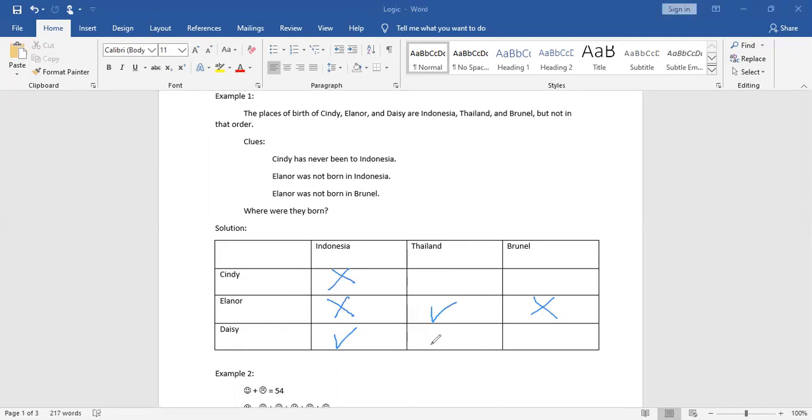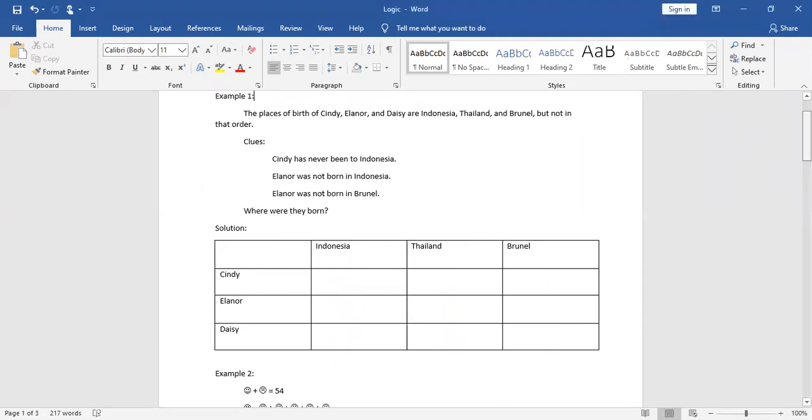And that leaves us, because Thailand is taken and Daisy was born in Indonesia, so we know that she wasn't born in these other two places. And only one person is born in Thailand, Eleanor. So that means that Brunei is left for Cindy. Right, so that wasn't too hard.